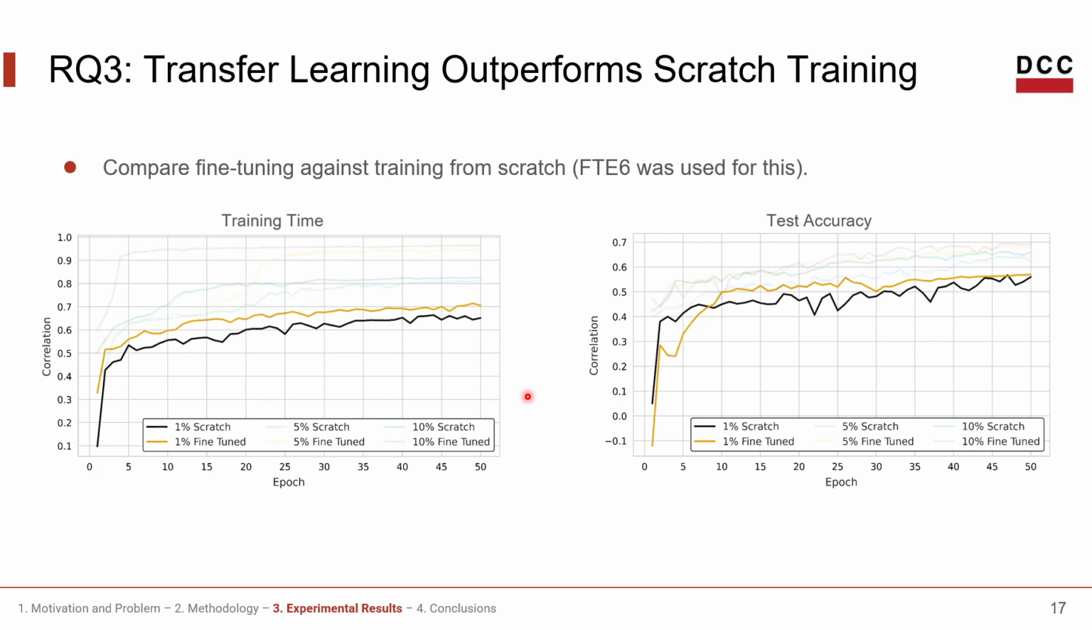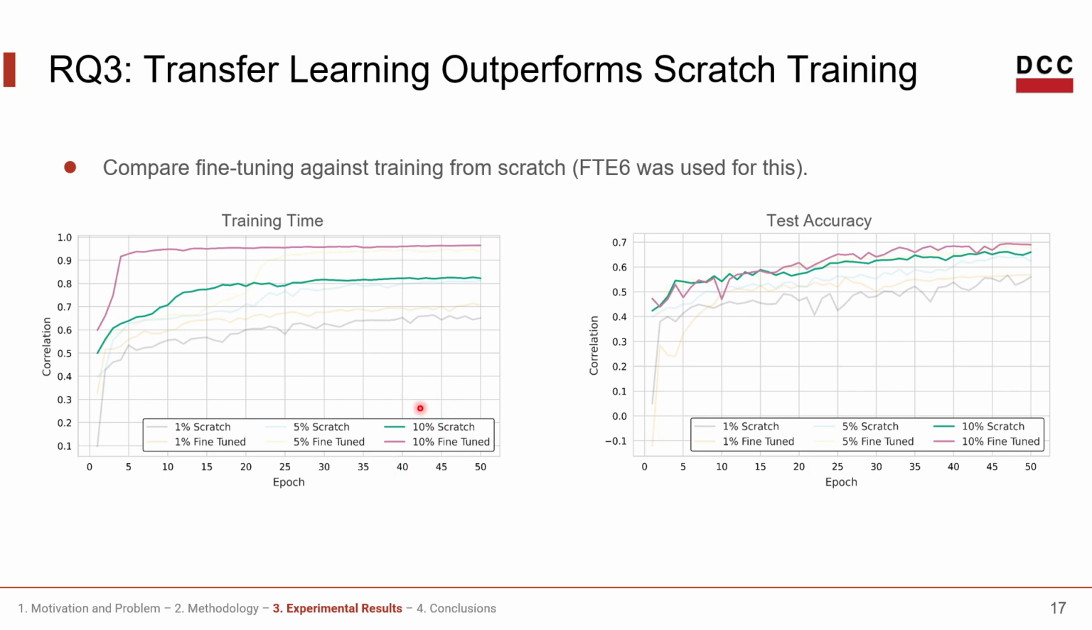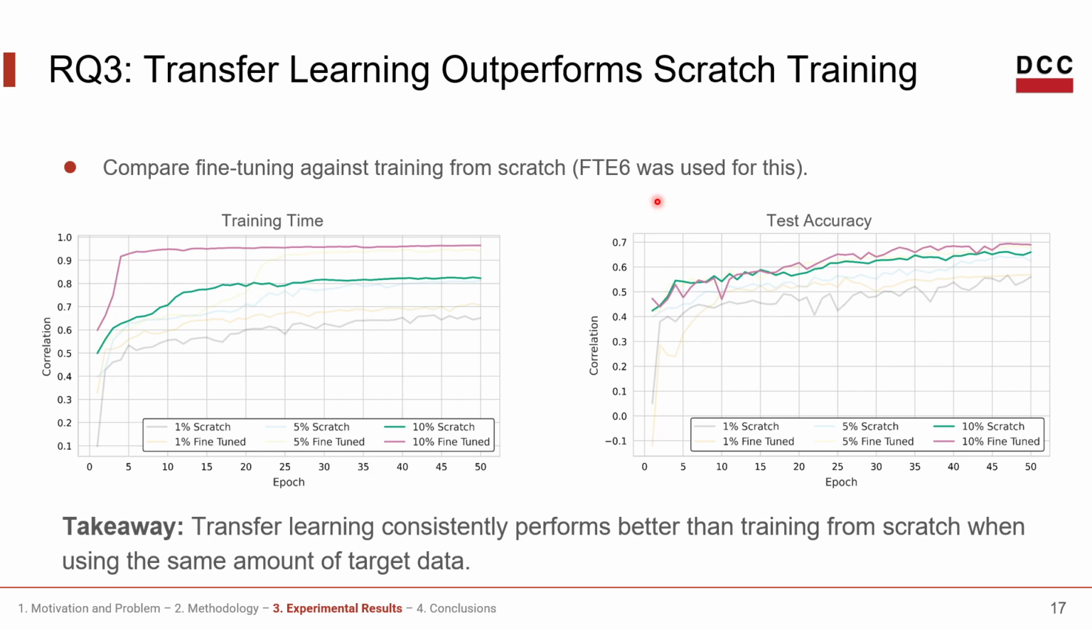So first, for 1%, in black, I have training from scratch, and in orange, I have the fine-tuning. So you can see that in both cases, the fine-tuning performs a little bit better. Then using 5% of the data in blue, I have training from scratch, and in yellow, I have the fine-tuning. And comparing the 10% in green, I have the training from scratch, and in pink, I have the fine-tuning. So as you can see, the takeaway here is that transfer learning consistently performs better than training from scratch when using the same amount of target data.